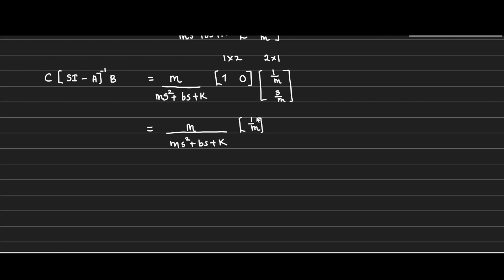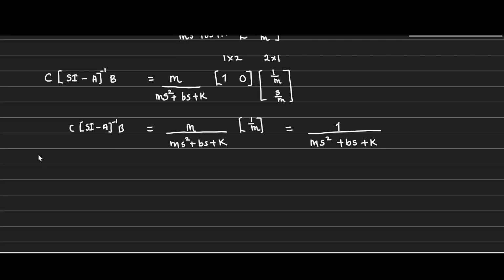Okay, so M multiplied by 1 over M here. So you get what? So this is C (sI minus A) inverse times B. The result of this just becomes M, and M will cancel out. We just have 1 on top here, and then divide by M s squared plus b s plus k. Okay, so this marks the end of our problem.